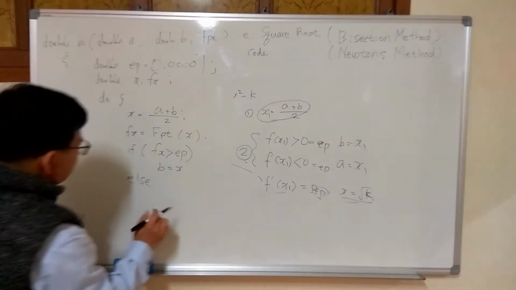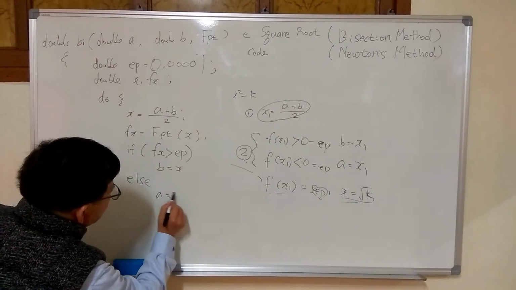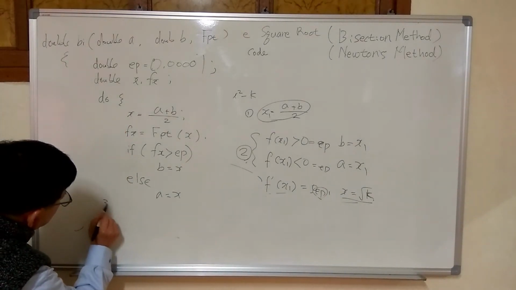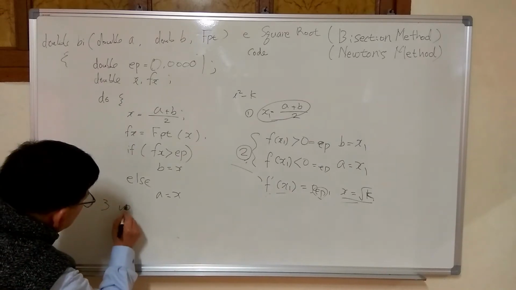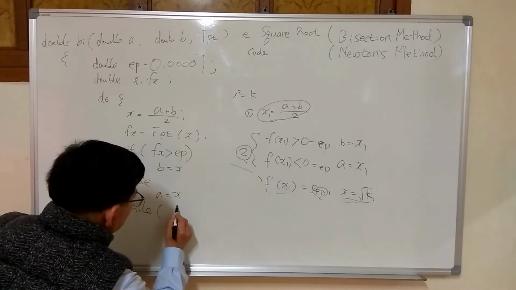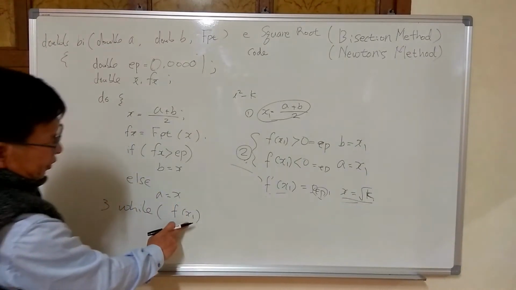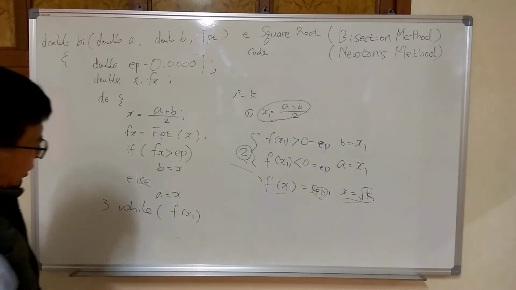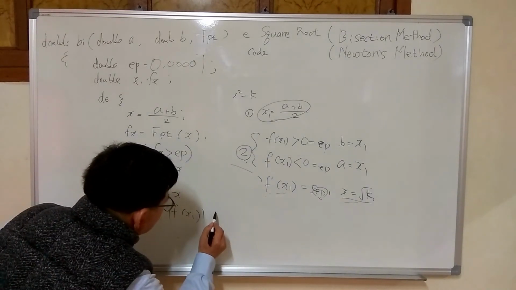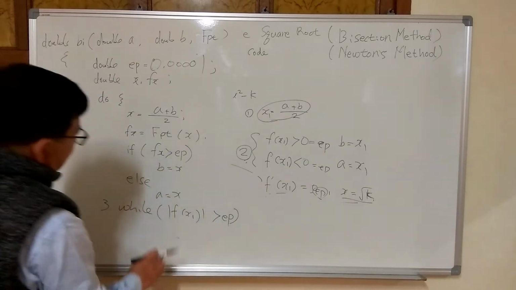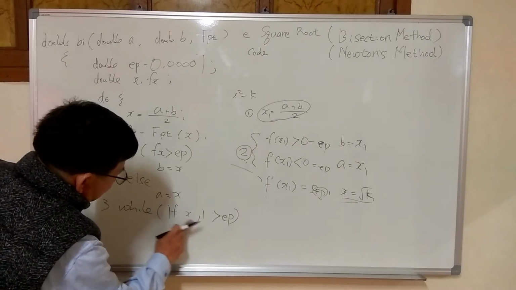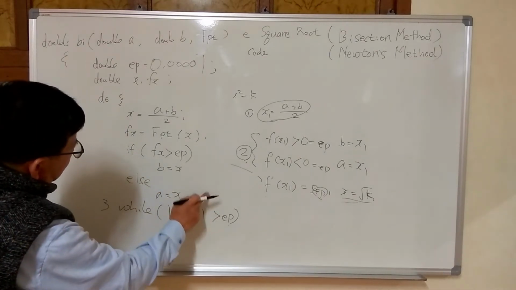Else means this condition, else a equals x. Okay? Now we close the loop here. Why? Here we are testing this condition. If the absolute value of f(x), this is f(x), is greater than ep, then we have to loop it again.